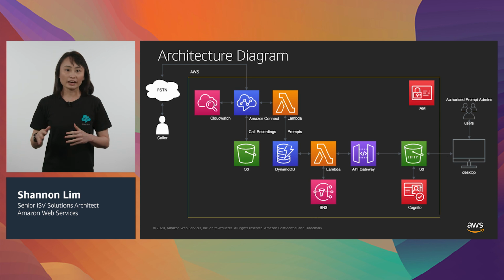Now, look from the very right. Here we can see authorized prompt admins. Assuming these are the supervisors who have the rights to make changes to your prompts. They have access to a website. Here, I put it simply as being hosted in S3. Leveraging Cognito, they input in their username and password. And if authorized, they are allowed to make change to the prompts itself or the flags, depending on what they're allowed to change. This goes through API Gateway and gets through Lambda, which then sends out the notifications and makes the changes to DynamoDB itself.